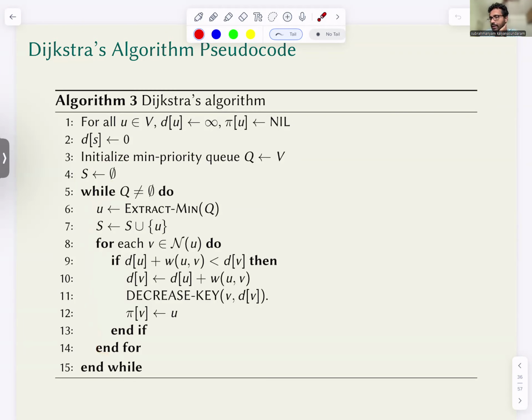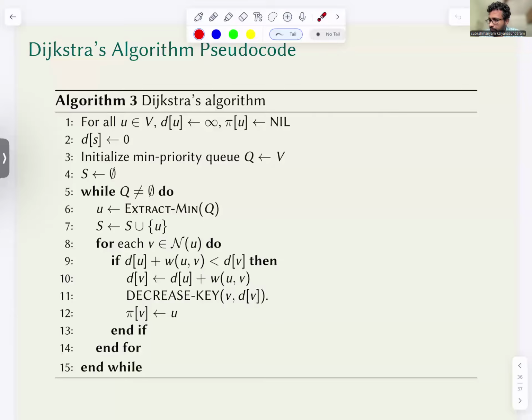So then what do you do? You extract the minimum entry in the queue. Minimum entry means the vertex in the queue that has the least D value. Initially everyone is in the queue, but only S has the D value 0 and everyone else has D value infinity.